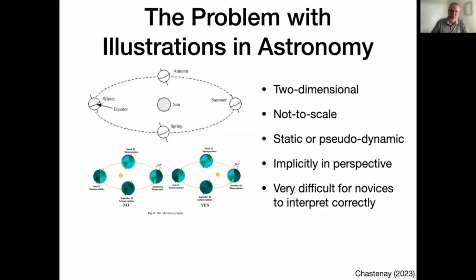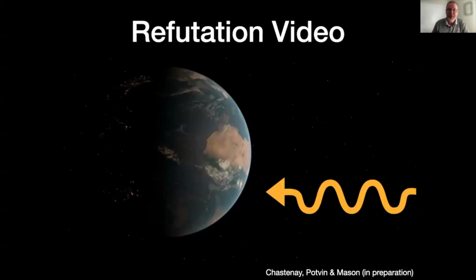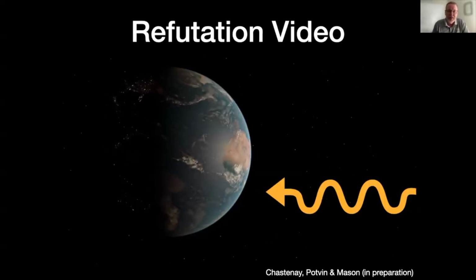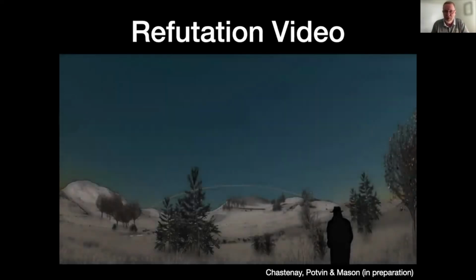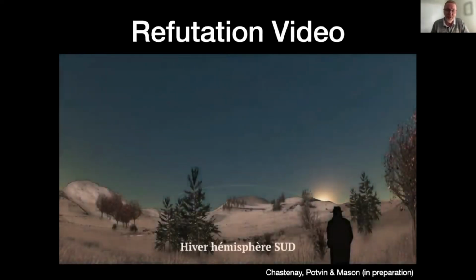And in fact, several researchers are convinced that these images are the source of most misconceptions in astronomy. So our reflection is that maybe we could overcome these limitations by using a refutation video instead of a refutation image or static images. And that's what we came up with. So what you see right now is just an excerpt from a 6.5-minute long refutation video.